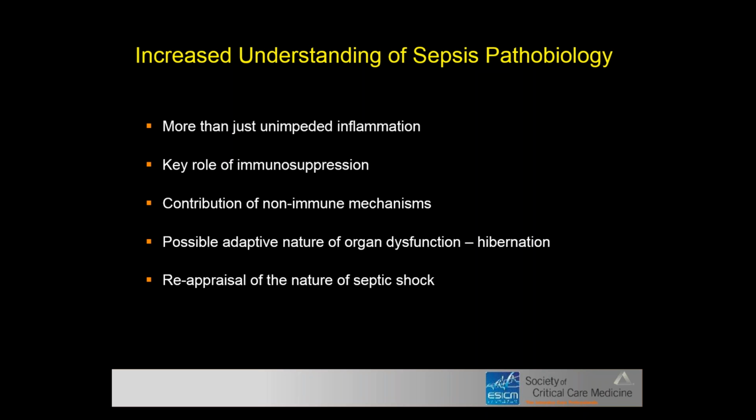We have an increased understanding of sepsis pathobiology. It's more than just unimpeded inflammation. We now understand that there's a significant role for immunosuppression and indeed anergy. There is a contribution from mechanisms that don't involve the immune system at all. It's possible that organ dysfunction, at least initially, may represent an adaptive response to some underlying defect. And the entire nature of septic shock as an independent entity is undergoing reappraisal.